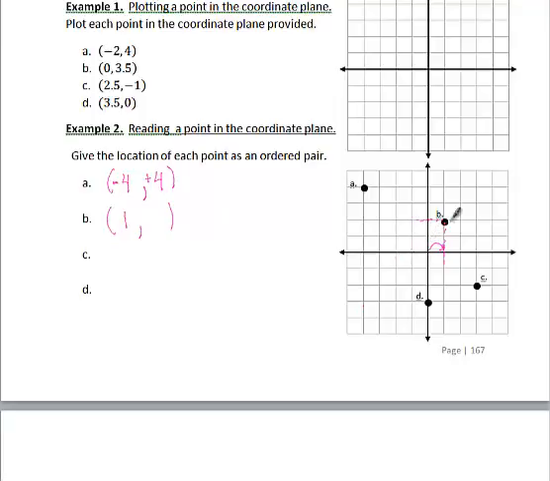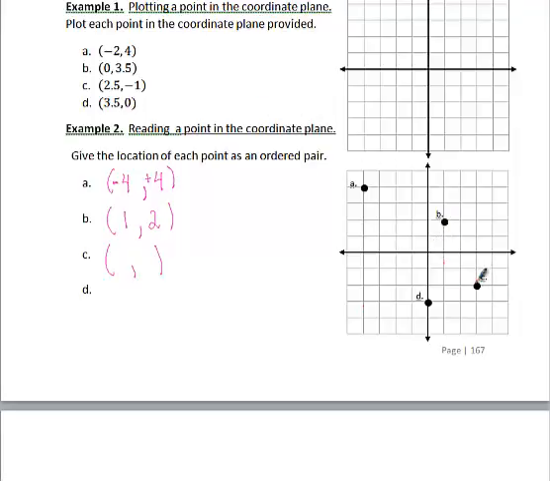Now, what number on the y-axis does this point line up with? Well, from the origin, we go up 1, 2. We went up, so it's a positive 2, and so we place 2 in the second spot of our ordered pair. That takes care of B.